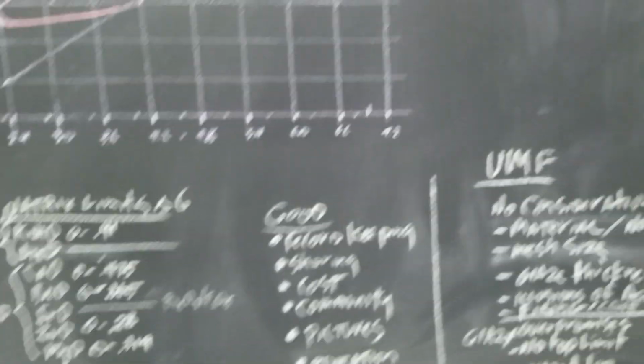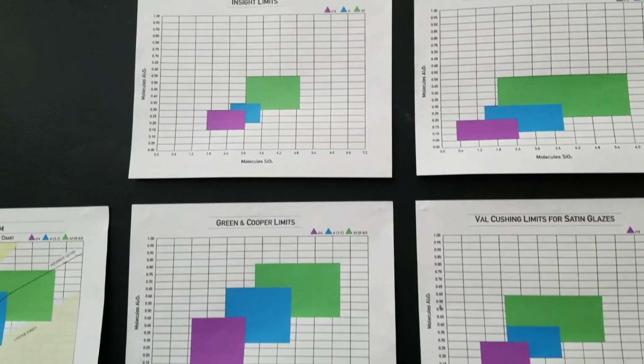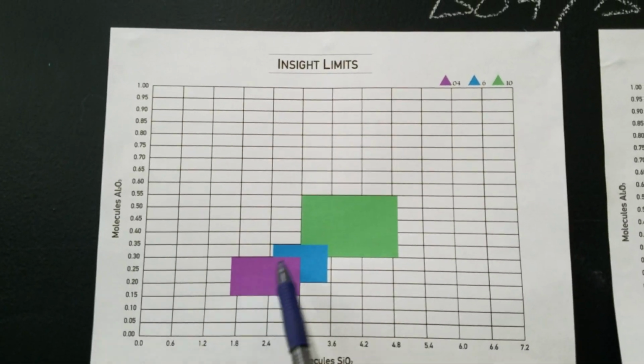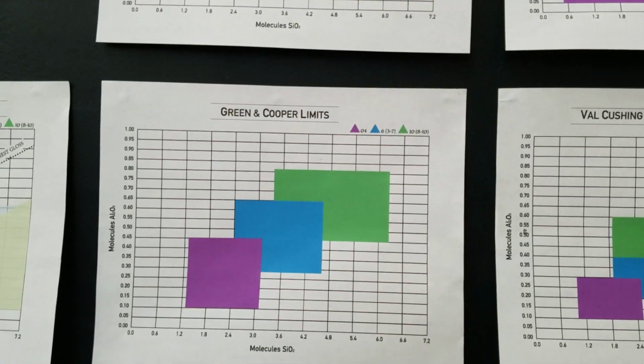All right, now what I want to do, in the olden days, we used to use limits. And I plotted these for you so you could see, like, this was Insight limits. So this is low fire, mid-range, high fire. And this was Green and Cooper.